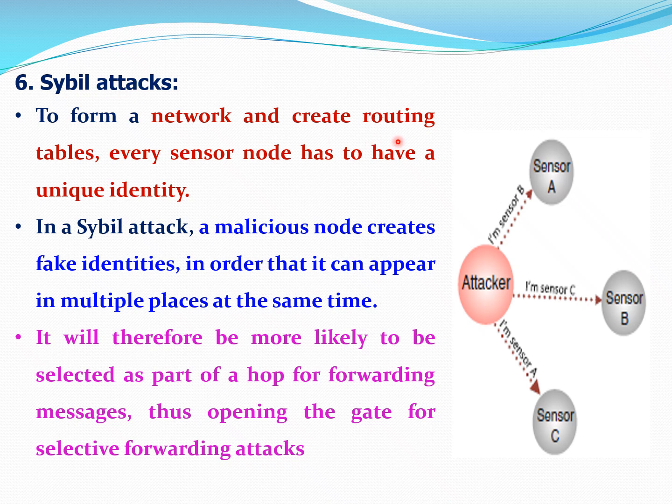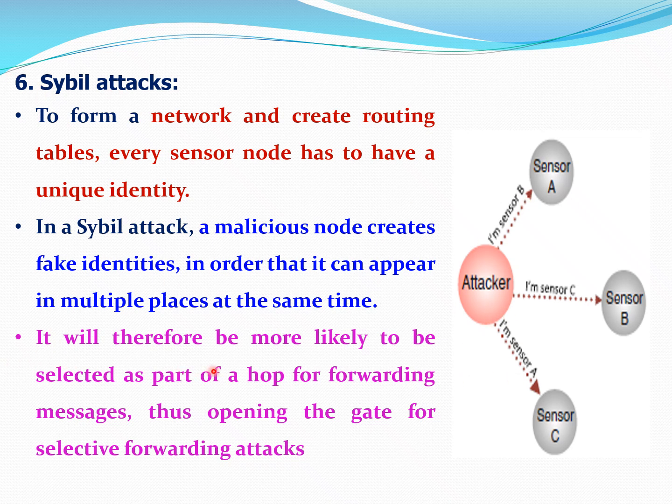To form a network and create routing tables, every sensor node has to have a unique identity. In a Sybil attack, a malicious node creates fake identities so that it can appear in multiple places at the same time. Now look at the diagram. The attacker, that is the malicious node, will appear as sensor node B to sensor node A. To sensor B, it acts as sensor C, and to sensor C it acts as sensor A. So it creates fake identities. That is what is called a Sybil attack.